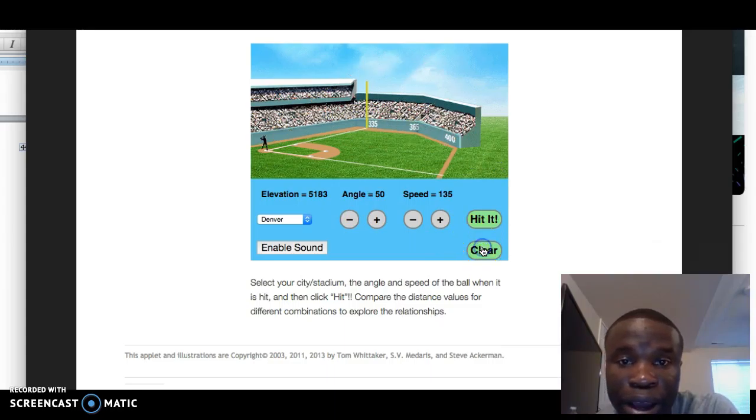And you can clear at any time. For example, if you make a mistake, let's say I want to be in Atlanta and I want to hit at a very low, 0 degree angle, which doesn't really happen that much. But just for example, if I hit at a 0 degree angle, it doesn't really work. What if I increase the angle? Okay, this is very low.